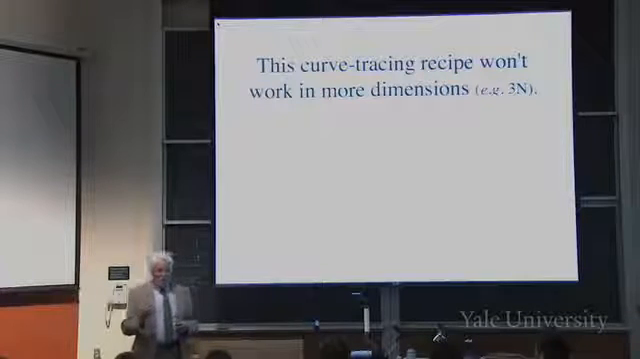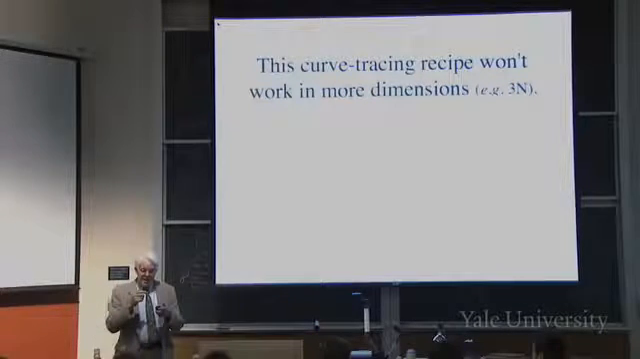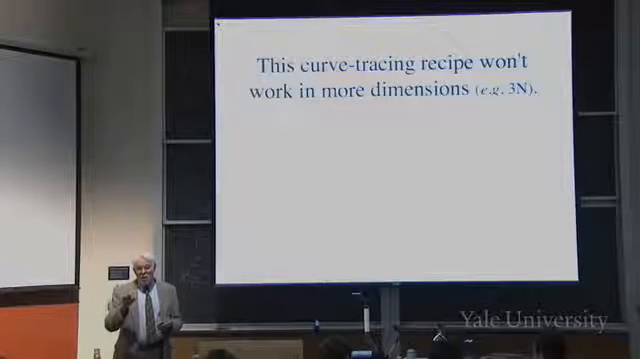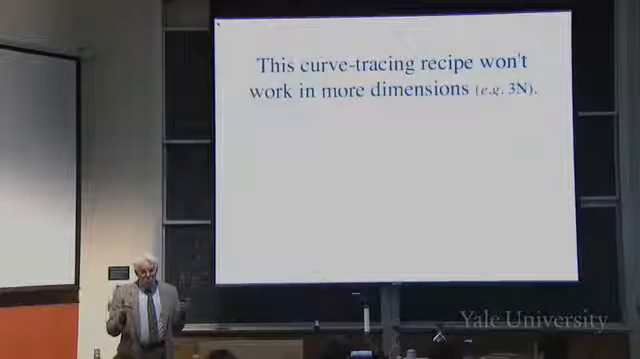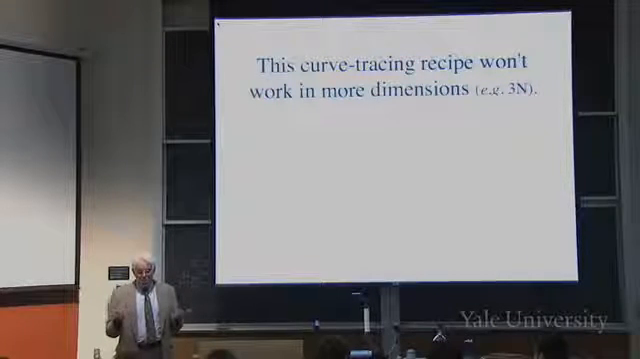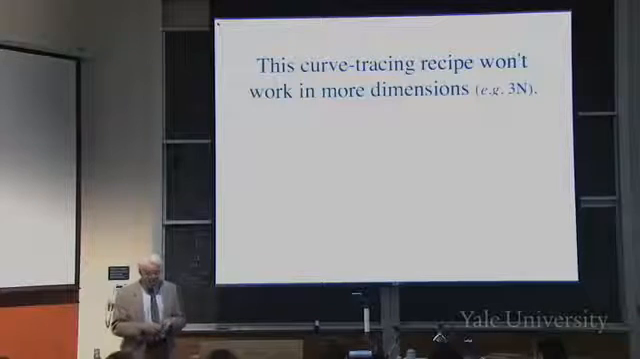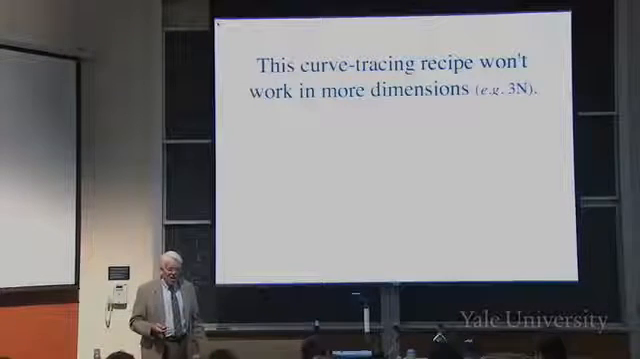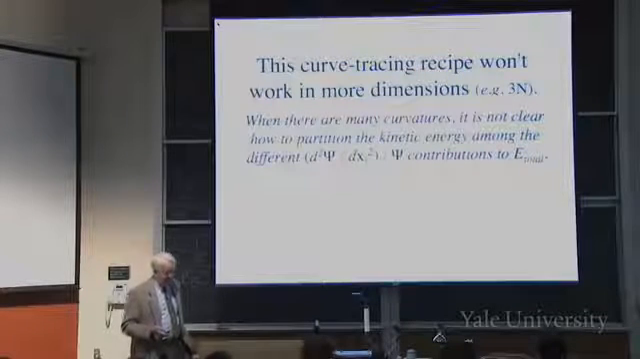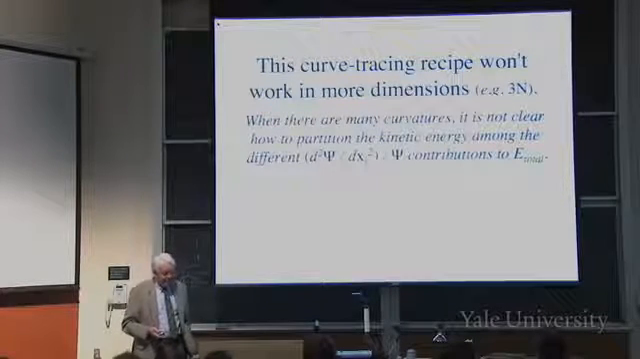Remember, the reason it would work is if you knew the potential and the total energy, then you knew the kinetic energy, and you could assign it to curvature, right? But if you have two dimensions, then there are two different curvatures you could assign it to, and you don't know how much to put in each of them. So it's no longer such a clear-cut problem if you have more dimensions, especially 3n dimensions. When there are many curvatures, it's not clear how to partition the kinetic energy.